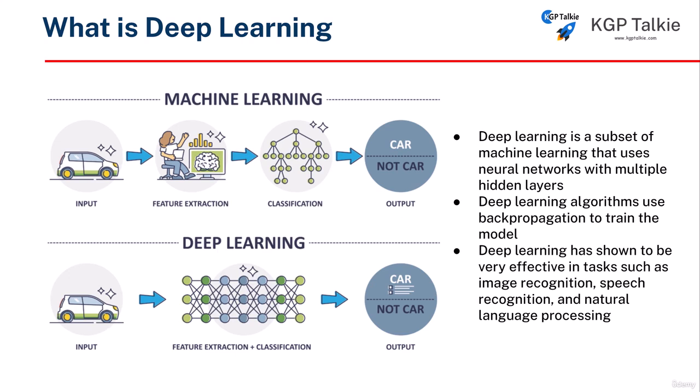Alright, let's go ahead and get started with deep learning. So what is deep learning and machine learning? Deep learning is a subset of machine learning that uses neural networks with multiple hidden layers.